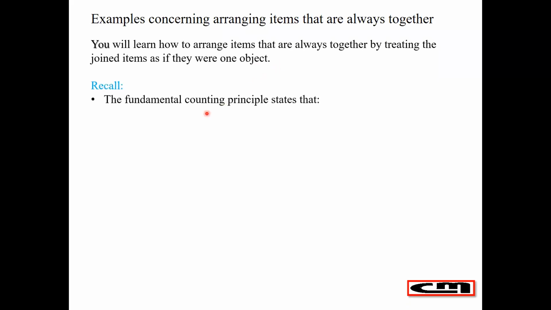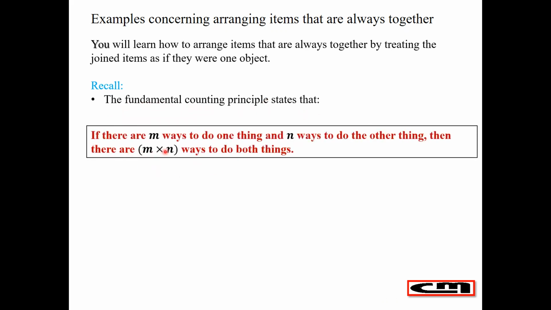But before, let us recall the fundamental counting principle, which states that if there are m ways to do one thing and n ways to do the other thing, then there are m times n ways to do both things. This fundamental counting principle is important. At each point where I'm going to use it, I'm going to mention.